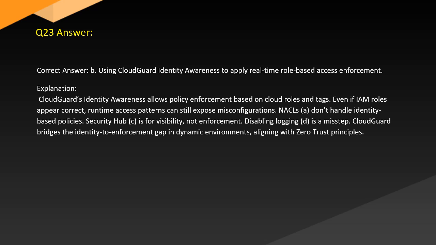NACLs, A, don't handle identity-based policies. Security Hub, C, is for visibility, not enforcement. Disabling logging, D, is a misstep. CloudGuard bridges the identity-to-enforcement gap in dynamic environments, aligning with zero trust principles.